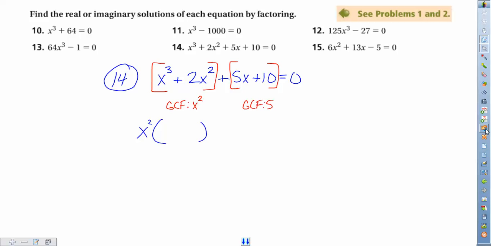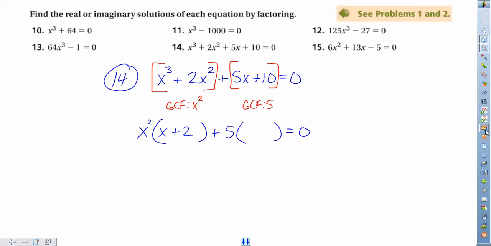What's inside those parentheses is the remaining factors or quotients, if you will, depending on which point of view you take, when you take the x cubed plus the 2x squared and divide it by x squared or factor it out, which is what you would get right here. You'd end up with x plus 2. An easy way to check your answer is the distributive property. X squared times x gives us x to the third, and x squared times 2 gives us 2x squared. You do the same thing for the next group.